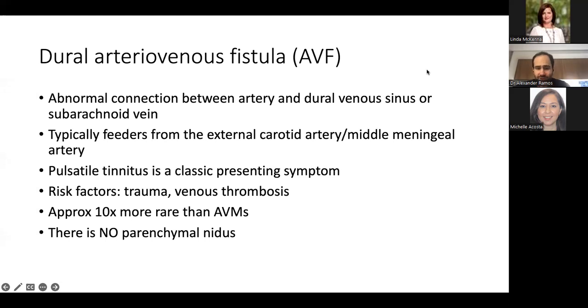And if they recur, recurrence is very rare, but sometimes it happens. If they recur, it's around the same place. They don't recur somewhere else.